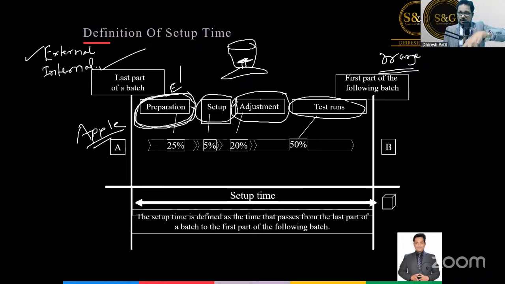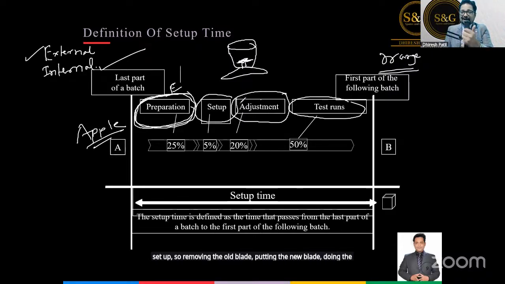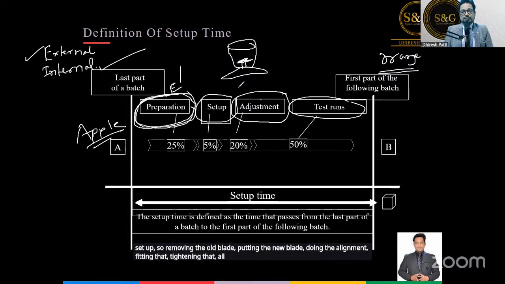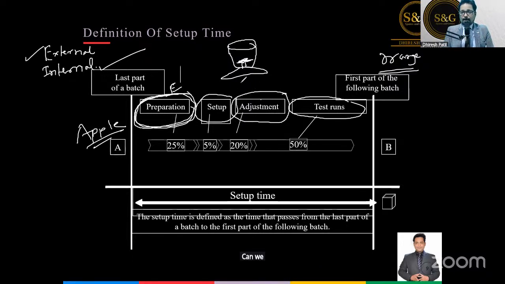Setup. So removing the old blade, putting the new blade, doing the alignment, fitting that, tightening that, all this is setup and adjustment. Can we do it without stopping the machine? No. So that is called internal activity. It's called I.